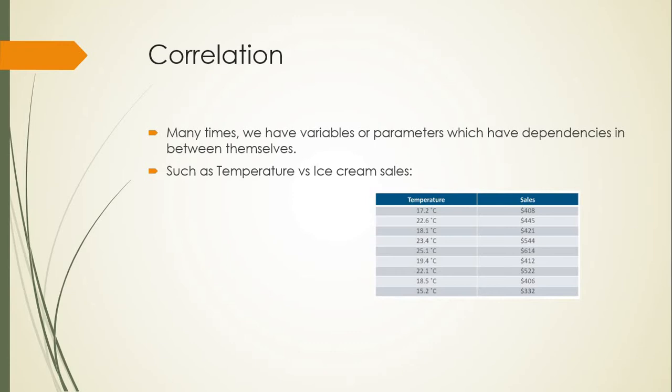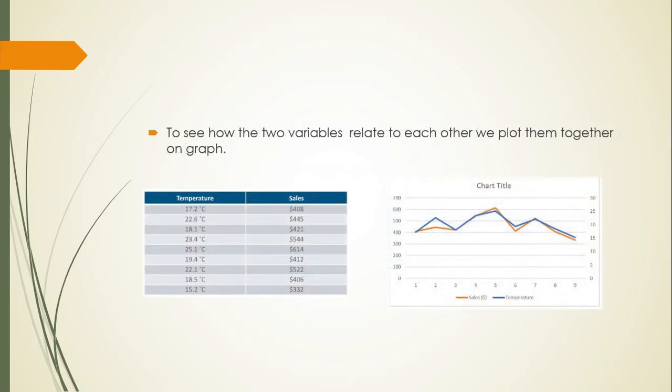So many times we have variables or parameters which have dependencies between themselves, such as temperature versus ice cream. Here we can see, when temperature increases to 17.2 degrees, the ice cream sales are 408. When it increases to 22.6, it's 445 sales. When it's 18, it decreases again to 421. So when temperature increases, the sale of ice cream also increases.